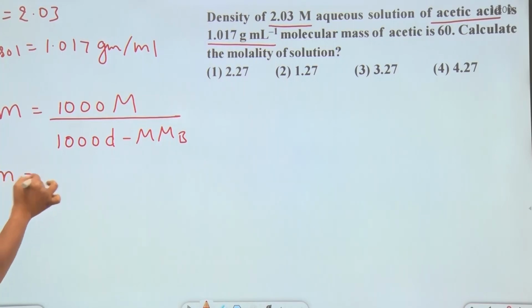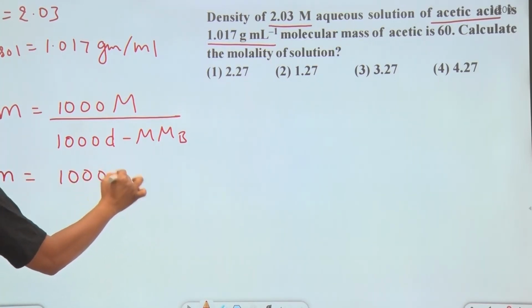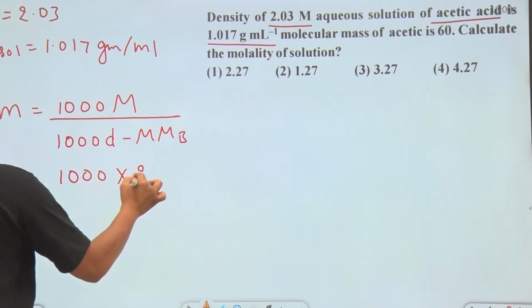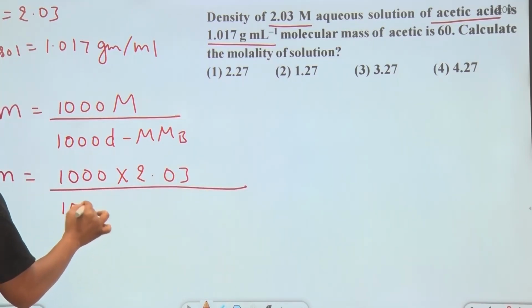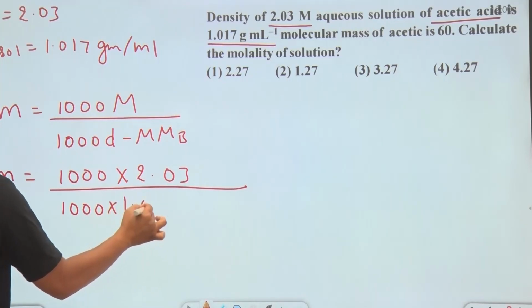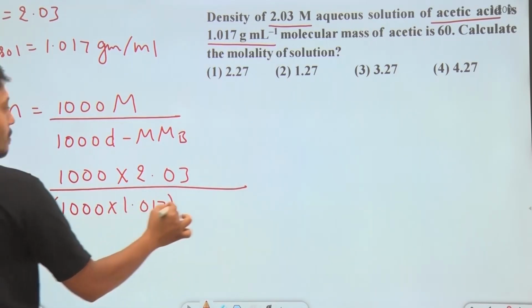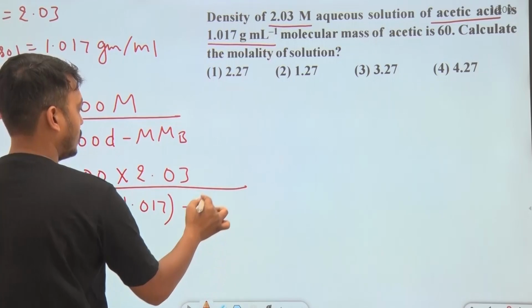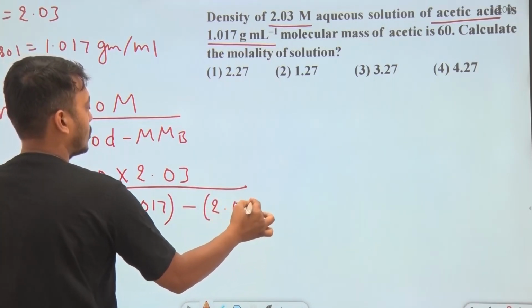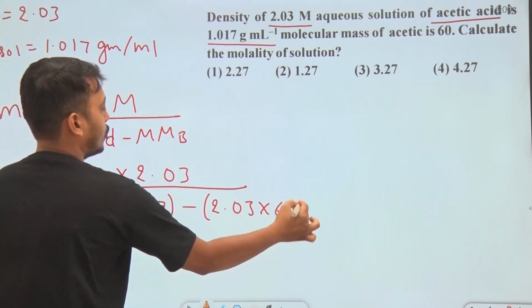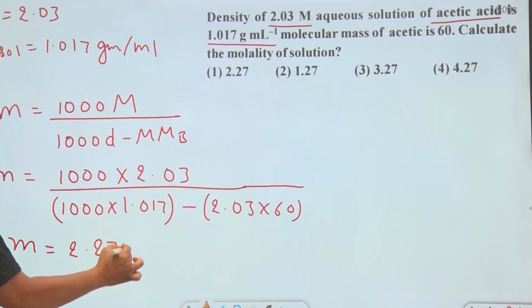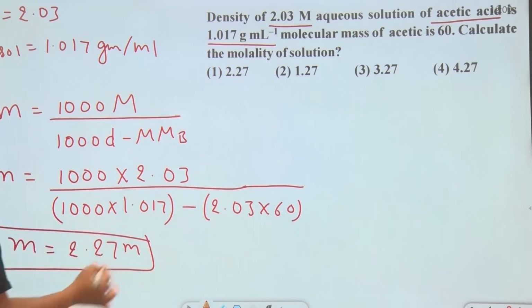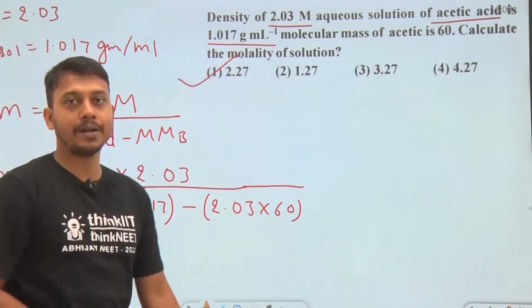So the molality is equal to 1000. The value of capital M is 2.03, divided by 1000 times the density 1.017, minus again the molarity value 2.03 into the molar mass of solute, that is acetic acid, 60. On solving this we get the molality 2.27 small m, which is given in option number 1.